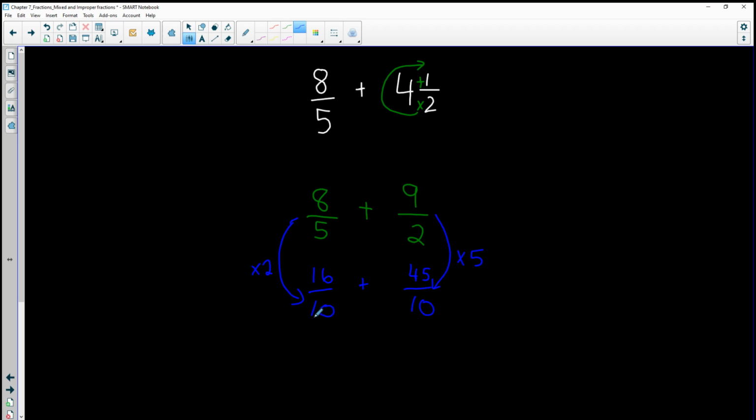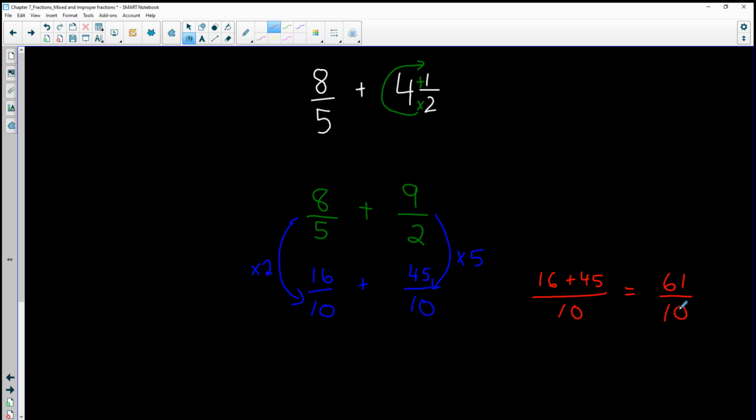Now that I have both improper fractions with the common denominator of 10, I can go ahead and do my adding. So I'm going to say 16 add 45 over 10. We'll quickly add that, so 16 add 45 becomes 61, over the same denominator.